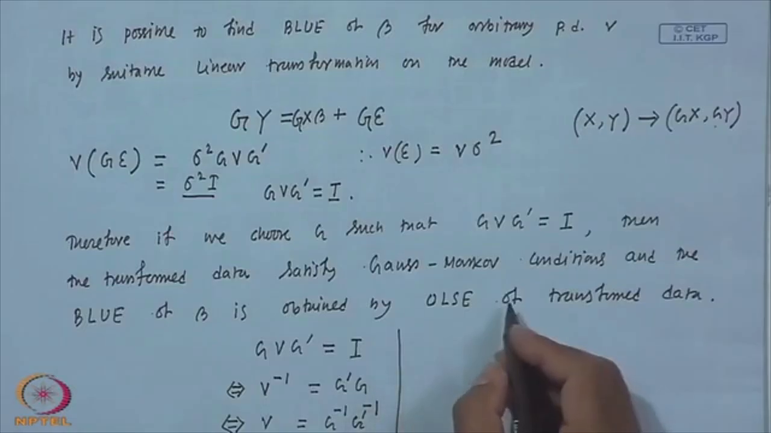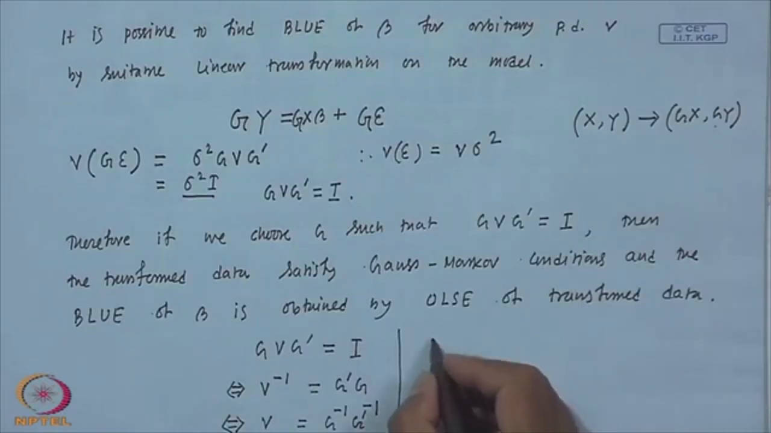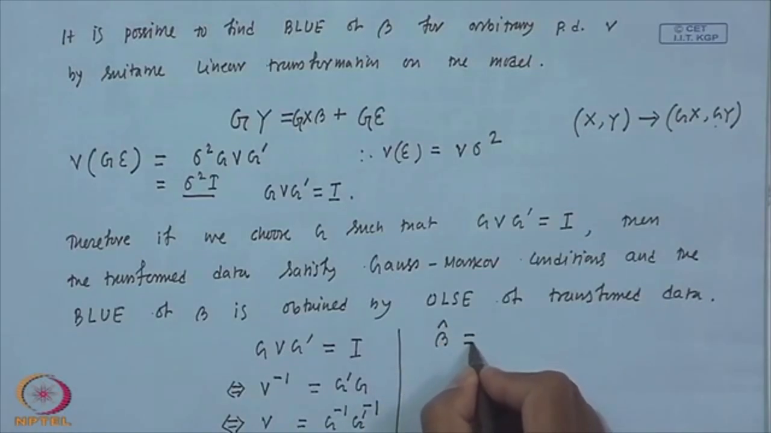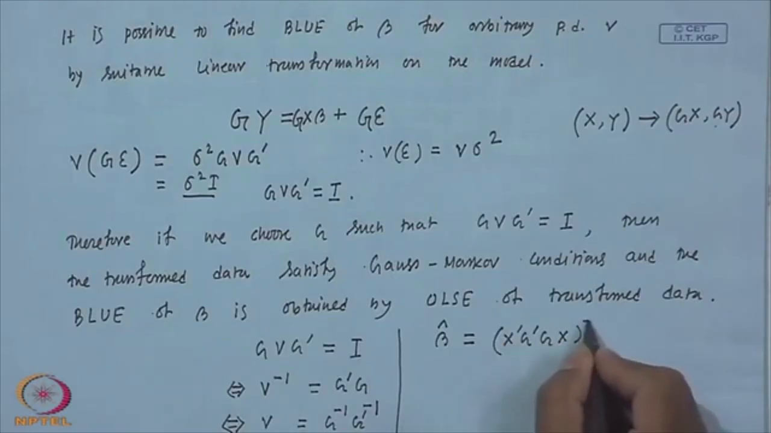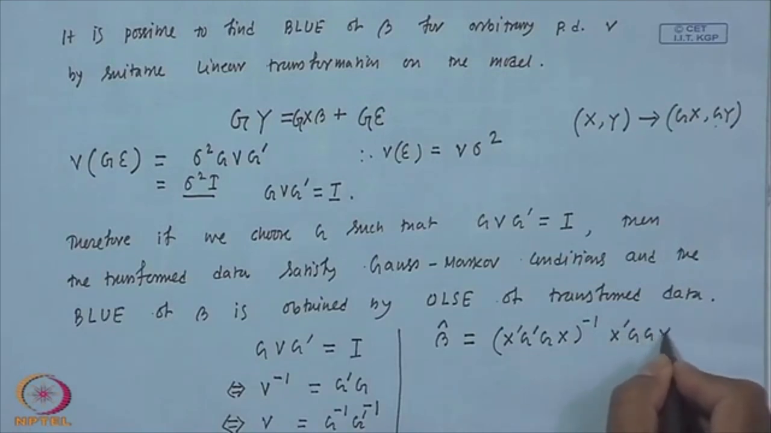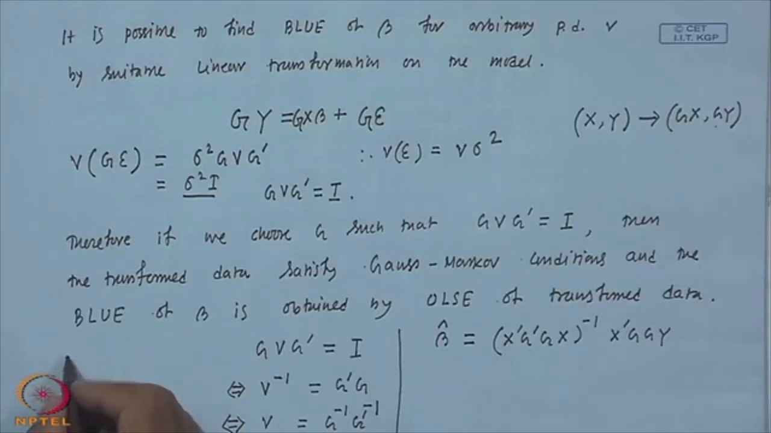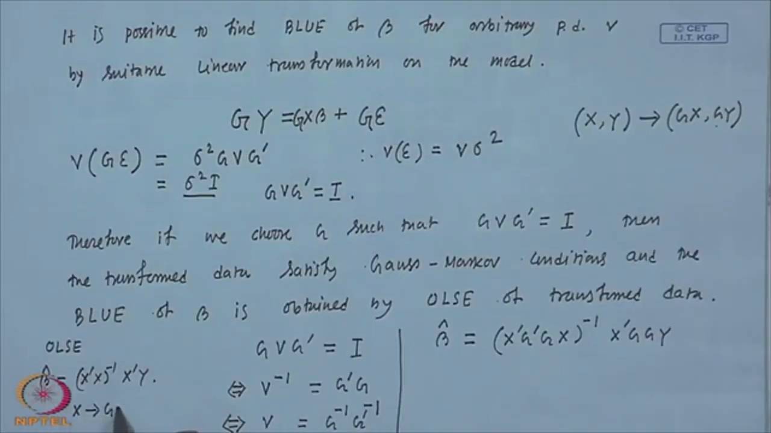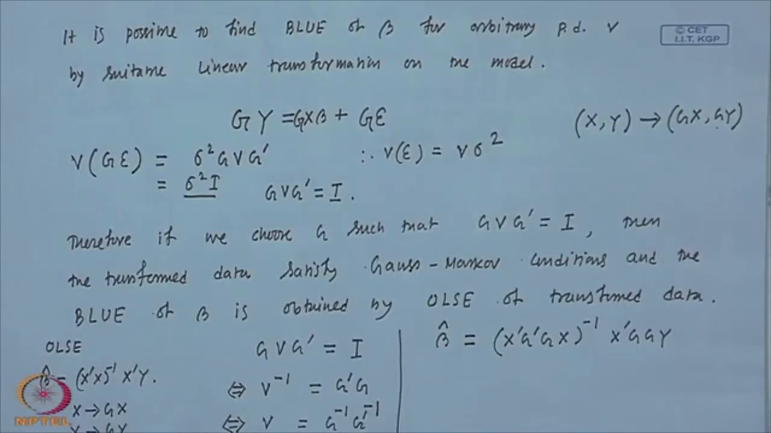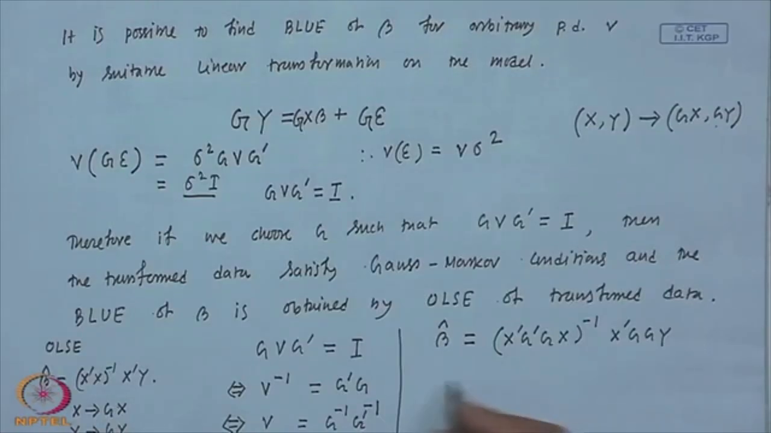Well, now if we apply the ordinary least square estimator on the transformed data, what we will get is beta hat equal to x prime g prime g x inverse x prime g prime g y. How did we get this? Because in case of ordinary least square estimator, beta hat is equal to x prime x inverse x prime y. So, what I am doing here is that you just replace x by g x and y by g y, because we are working on the transformed data g x and g y.